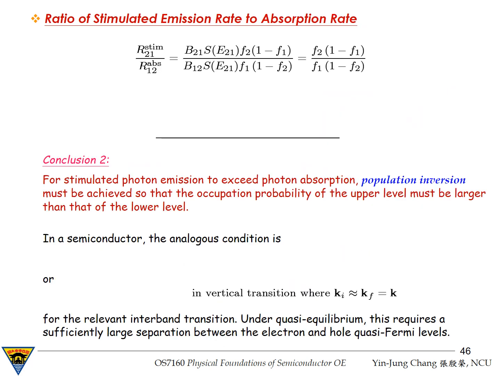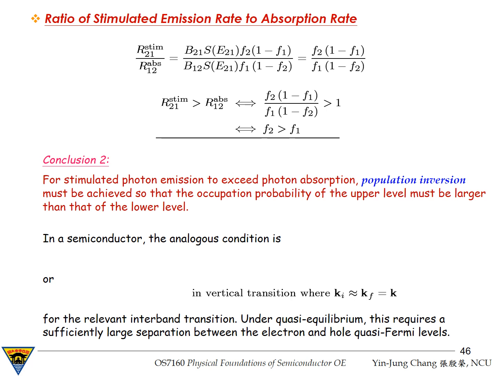On this slide, we want to compare stimulated emission with absorption. The ratio of the per unit volume stimulated emission rate to the per unit volume absorption rate is shown in this expression. Using the Einstein relation B12 equals B21, the B coefficients cancel. The photon spectral density, capital S of E21, also cancels. Therefore, we have the result as shown. For stimulated emission to exceed absorption, we need the ratio to be larger than 1. This condition simplifies to f2 must be larger than f1.